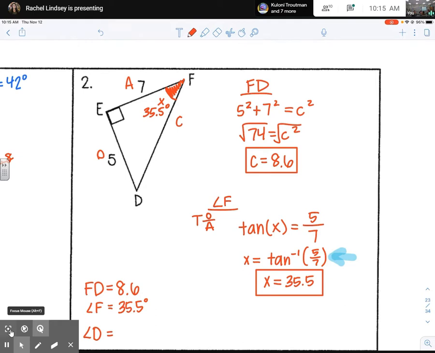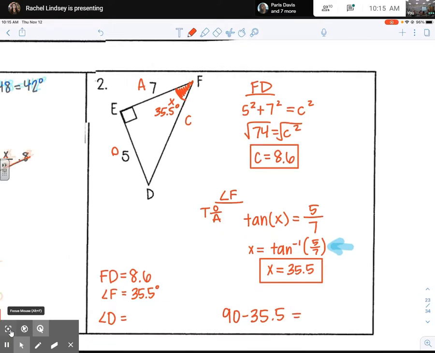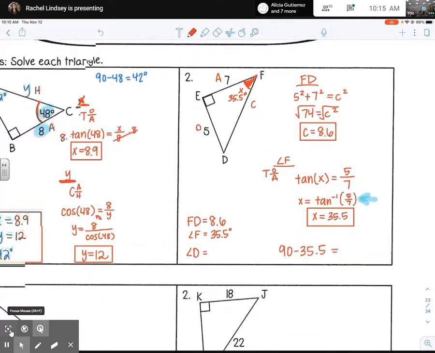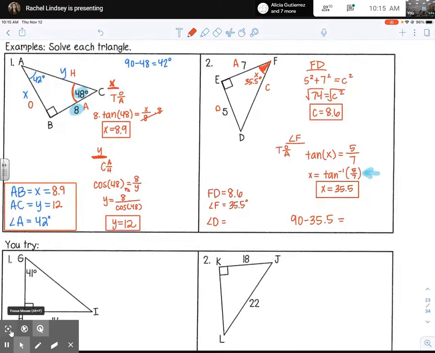So if you want to find angle D, what do I need to do with that 35.5? Can you just do 90 minus 35.5? What's that give you? 54.5.